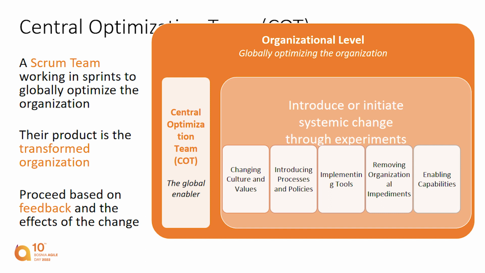Okay, so let's start with the discussion of the process at the global level. There we have the central optimization team, which is just another Scrum team. And their product is the transformed organization. And that's it. What they do are the global, company-wide things. So the changes that have company-wide effect. They introduce values, new policies. They enable new capabilities, remove organizational impediments, introduce new tools at the organizational level. So they provide the context in which the teams will be able to transform their work.